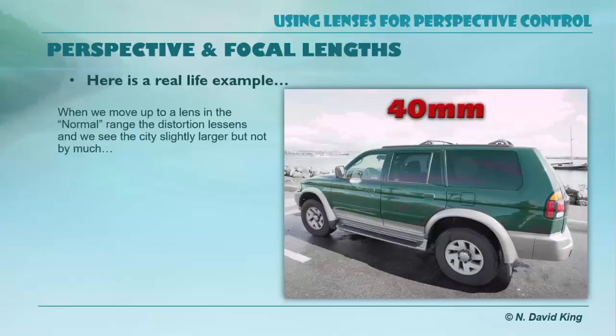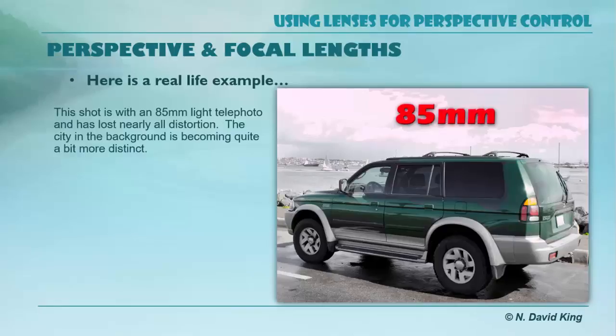Here, we've moved back just a little bit. We have a 40 millimeter lens. This is the normal range. The distortion is lessened, although there still is some. And the city, it's a little bit larger, but not by much. Mostly what we've done is gotten rid of the distortion.